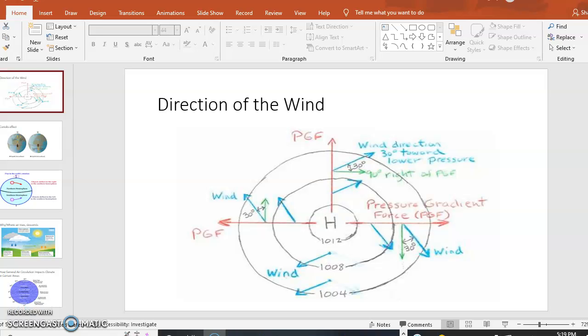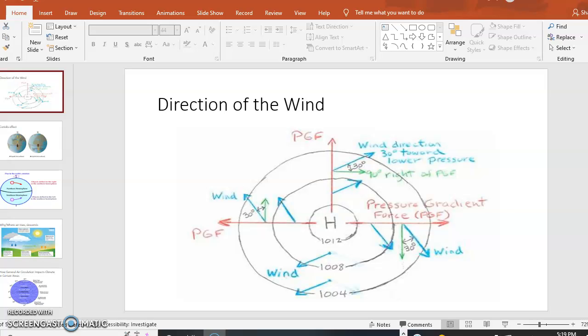Wind moves horizontally from high to low air pressure. Whether it moves clockwise or counterclockwise depends on the hemisphere and the pressure. In the northern hemisphere, in a low pressure zone, we see counterclockwise movement, and in a high pressure zone in the northern hemisphere, we see clockwise movement.